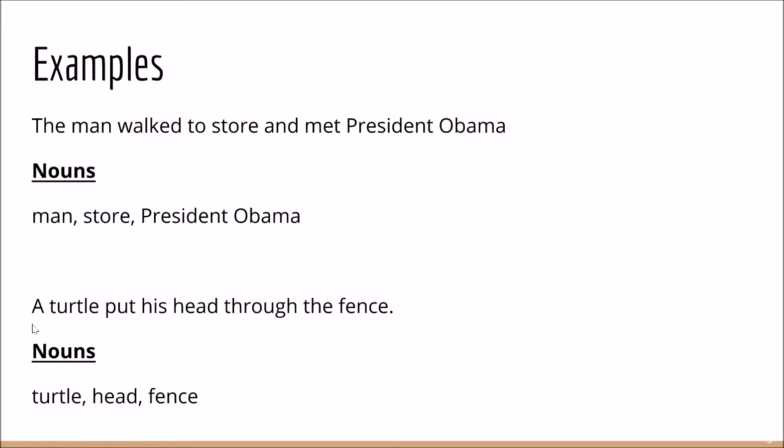Now, here's the next one. A turtle put his head through the fence. So turtle is a thing, right? It's an animal, so it's a noun. Head is a thing, so it's a noun. And fence is a thing, so it's a noun. So once again, we've identified the nouns in this sentence. So get used to doing this. This is going to help you for tests, for when you speak. It's just a good idea to recognize all the parts of an English sentence.